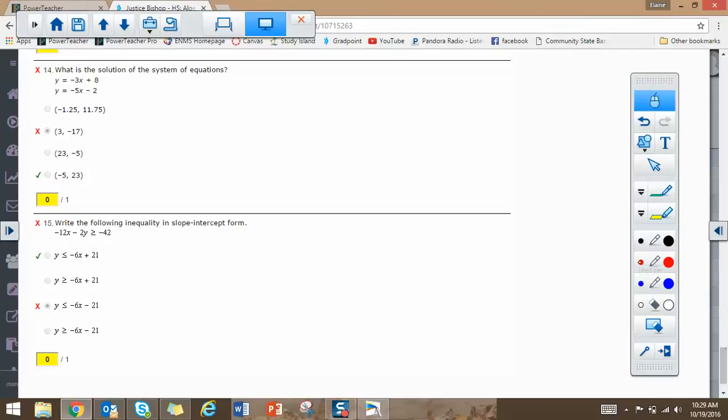14 again is another solution to the inequality. So you're taking the two things, they're equal. This is easiest to do with substitution because they're both set equal to y. Set them equal to each other. So negative 3x plus 8 equals negative 5x minus 2.